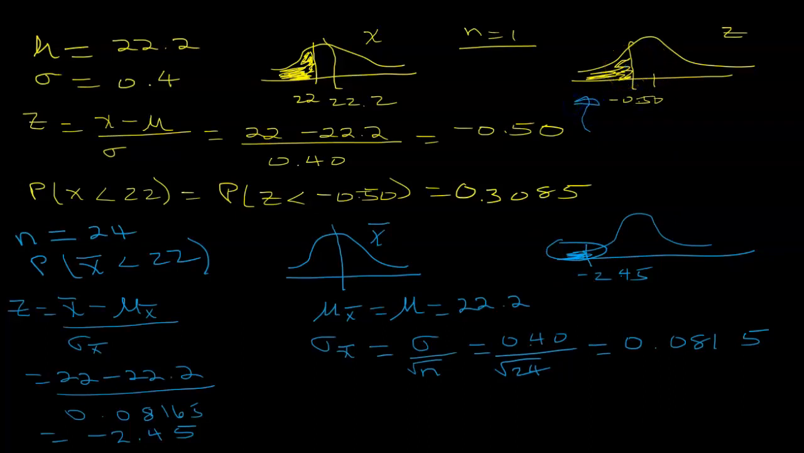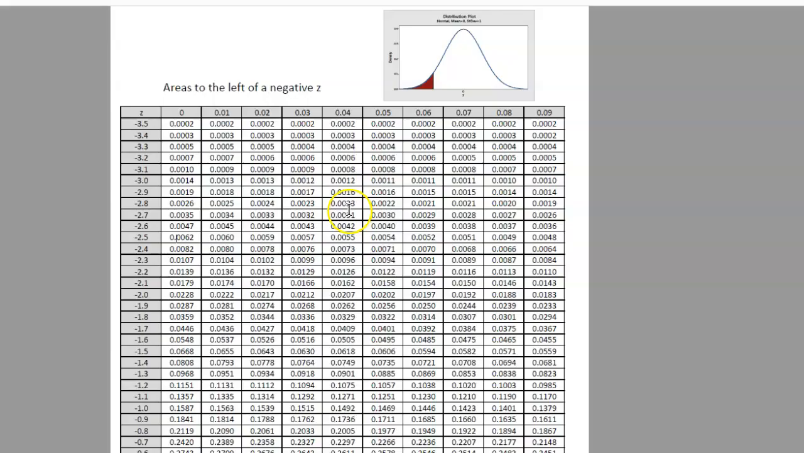So again, coming over to the standard normal distribution table. Okay, so here I've got my standard normal distribution table. I'm looking for a z-score of negative 2.45. So there's the negative 2.4. I come over here to the 0.5. And so the value I'm looking for is 0.0071.